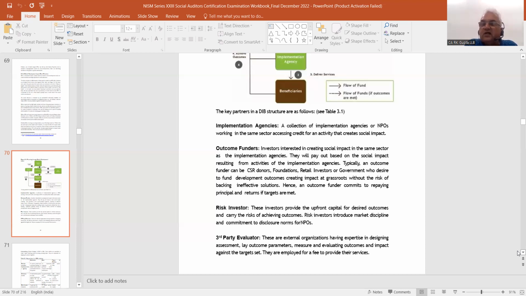From activities of the implementation agencies. So first demonstrate some activity, then we'll pay you.